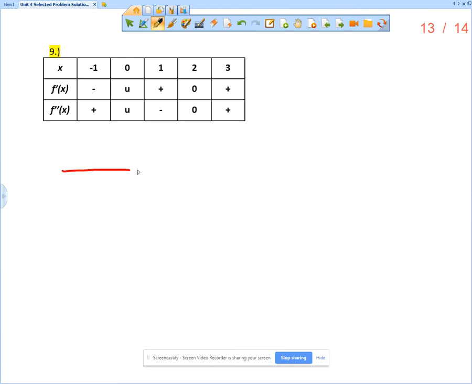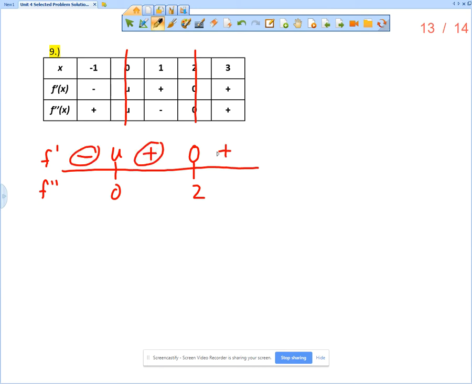All right, and so what I want to do is create my number line. Now, the numbers on the number line are actually only 0 and 2. So I'm going to put 0 here, and I'm going to put 2 here. f prime is what's above, and f double prime is below. So we know that f prime is undefined and 0 at those locations. Okay, and then it is negative, it is positive, and it is positive.